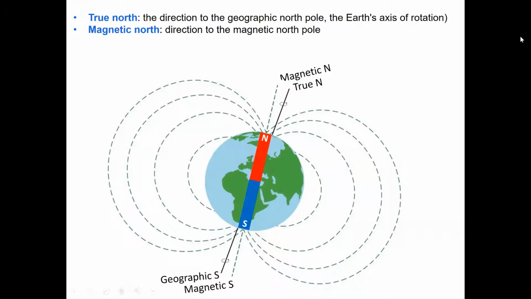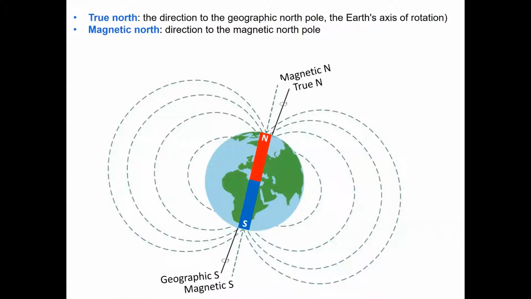Did you know that the Earth has two North Poles? True north is the direction to the geographic North Pole, which is equivalent to the Earth's axis of rotation. And the magnetic North Pole, indicated here, is the direction to the magnetic North Pole.